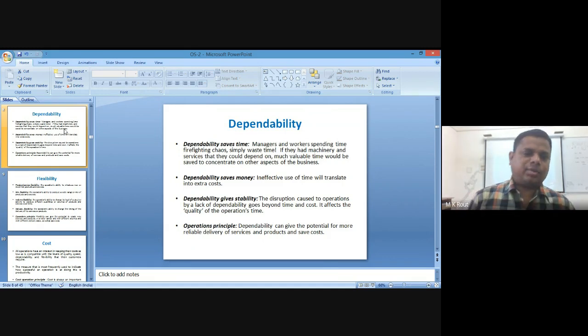But if you go to any kind of process industry or product industry, they have different departments, and those departments unnecessarily argue or firefight over production related issues. So dependability will directly break the barrier between departments and interrelated departments. That is the concept of time saving.